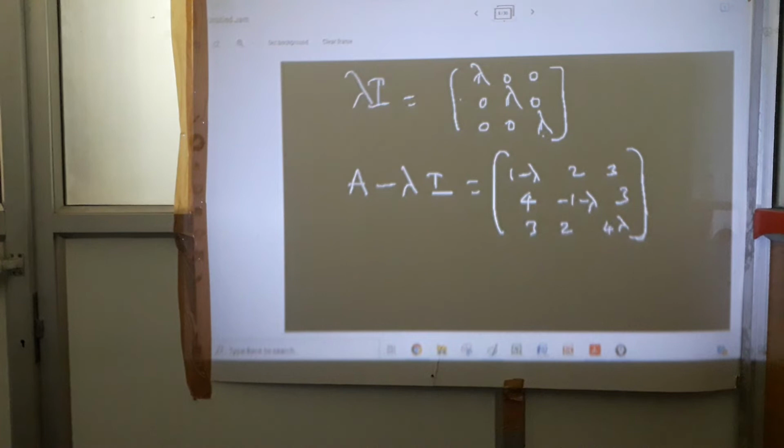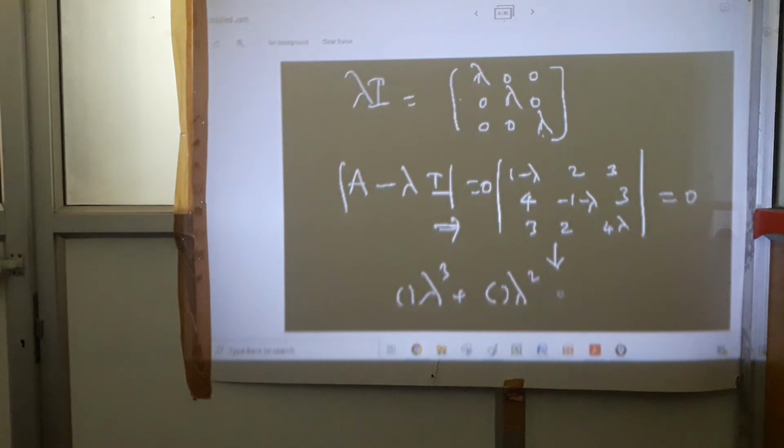This is the matrix. Now when I say I want the determinant of this one, I'll be writing it this way. Determinant of this will be just this one, and determinant of this equal to 0 gives this equal to 0. Now you have to simplify this one. So some lambda cube will come, some lambda square, some lambda and some constant, that equal to 0. This will be called the characteristic equation.